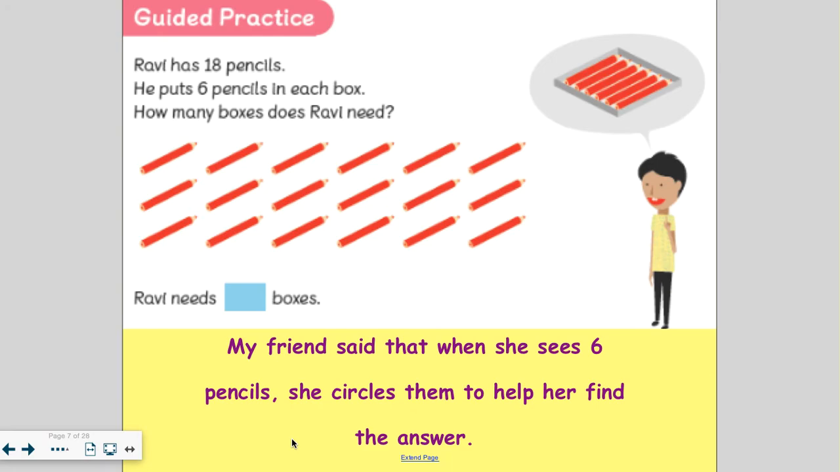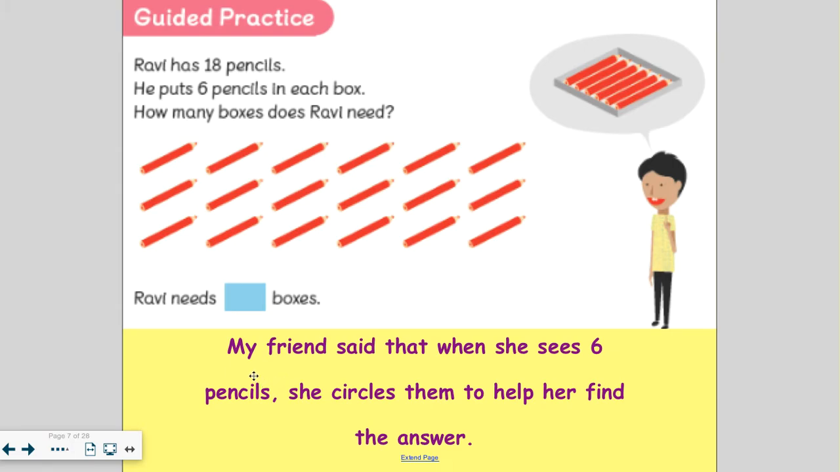Here is our guided practice. Now, we can see Ravi has 18 pencils all together. He puts 6 pencils into each box. So how many boxes does Ravi need? Now we know we need to group those pencils into groups of 6.